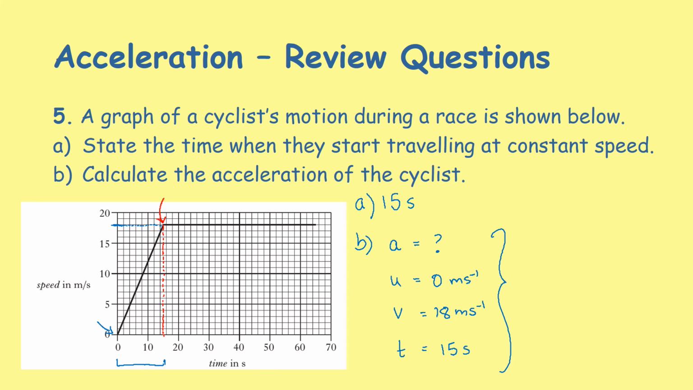Now we want to use our equation. A equals V take away U divided by T, and pop in our numbers. So A equals 18 take away 0 divided by 15. We can simplify this for ourselves, saying that our acceleration is equal to 18 over 15, and 18 divided by 15 is equal to 1.2. So the acceleration of the cyclist is 1.2 meters per second squared.